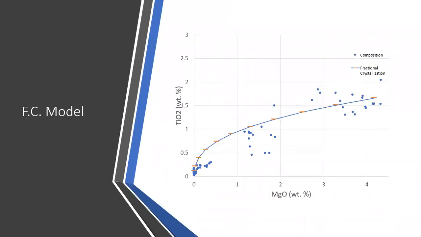So first model, we have MgO versus TiO2. The dots represent the composition. And here, this line is the fractional crystallization model. We see here, these are the primitive stages of the composition. Here is the evolved, and the model tends to explain how fractional crystallization formed these rhyolites in the early stages and in the end stages, but does not follow the trend within the intermediate compositions.